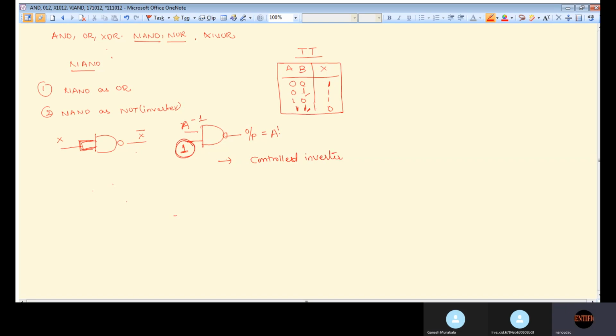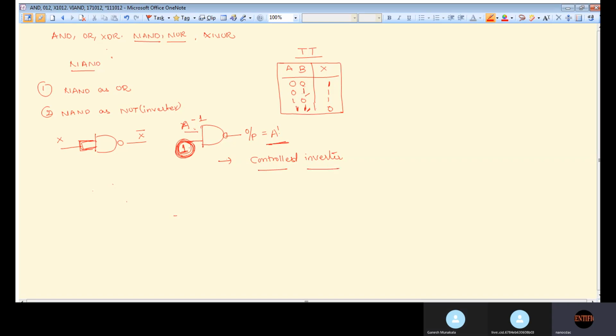Okay, so when you are fixing one input to 1, whatever may be your other input, the output will be the complement of that input. Okay, complement of that input. This is called a controlled inverter.